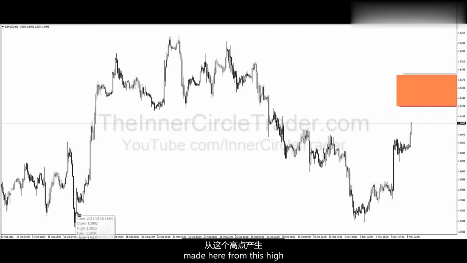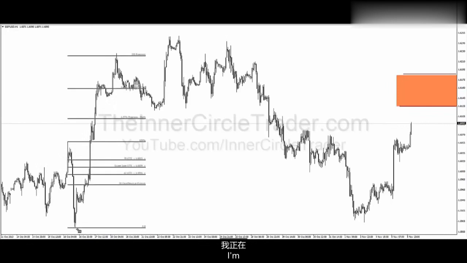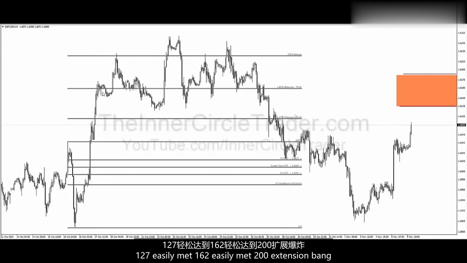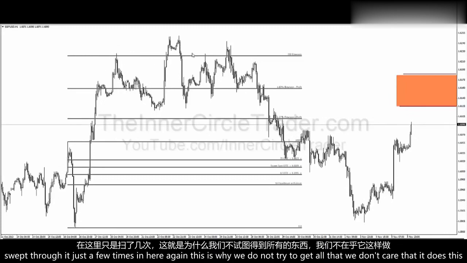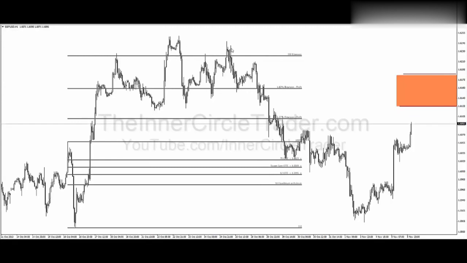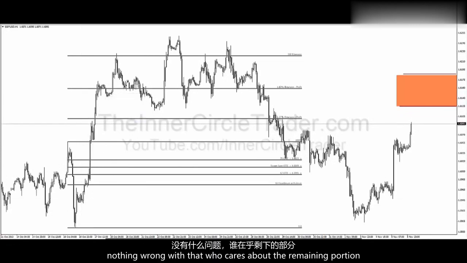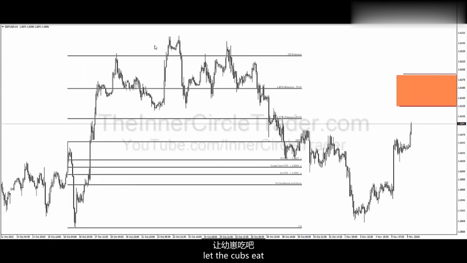We have this low made here from this high. I'll just give you a bullish scenario on the cable. I'm dragging it over so you can see the levels and the reactions to the high. So it's high down to that low. 127 easily met. 162 easily met. 200 extension, bang. Swept through it just a few times in here. Again, this is why we do not try to get all of that. We don't care that it does this. If one is able to just get a piece, say you got it in here and up to the 162, that's 210 pips. Nothing wrong with that. Who cares about the remaining portion? Let the Cubs eat.